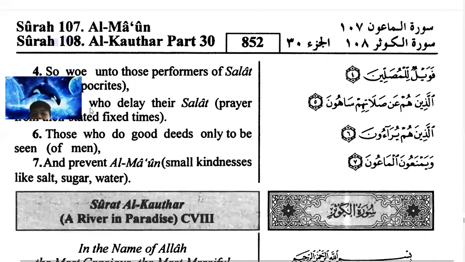Next, those who delay the Salat prayer from the fixed times. This means we should be punctual about our Salat time, no matter what we are doing, whether we are doing business, a job, or any kind of work. When Salat time comes, we should not delay it. We do it as soon as the time starts, okay?